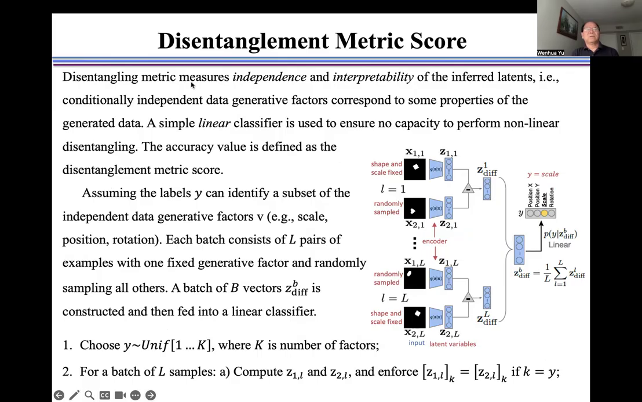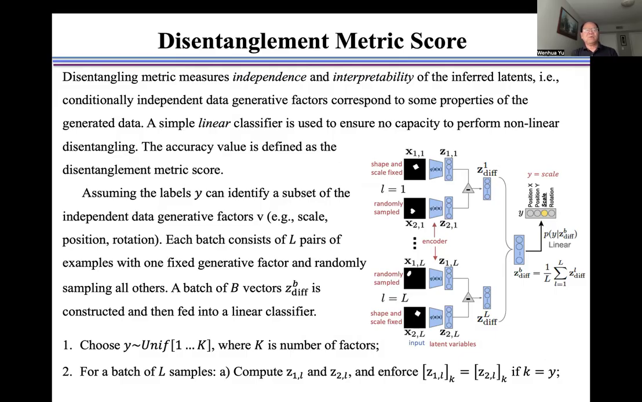The disentangling metric measures independence and interpretability of the inferred latents, namely whether conditional independent data generative factors correspond to some property of the generated data. A simple linear classifier is used to ensure no capacity to perform nonlinear disentangling. The accuracy value is defined as the disentanglement metric score.